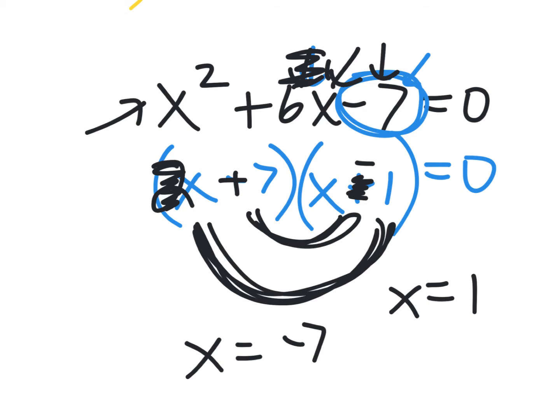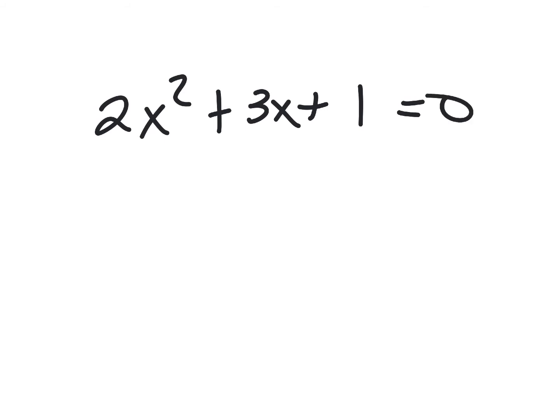So, here's a more intense one. 2x squared plus 3x plus 1. Factor that one. Equals 0. And this time, actually give me the answers. So factor it and then use your factors to get the answer.